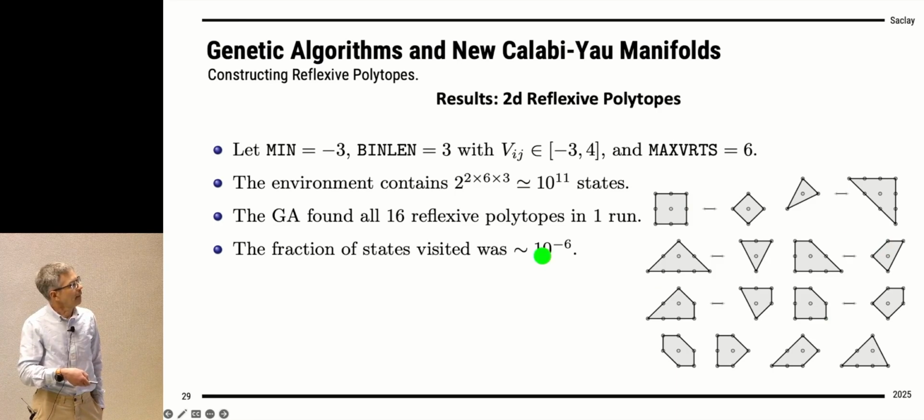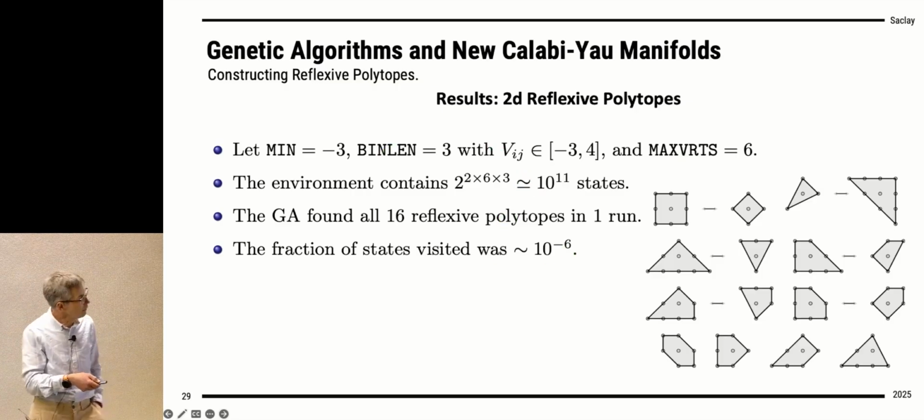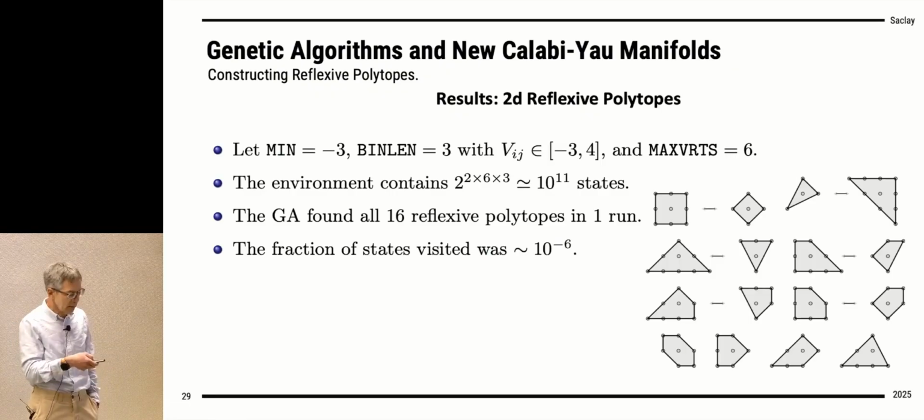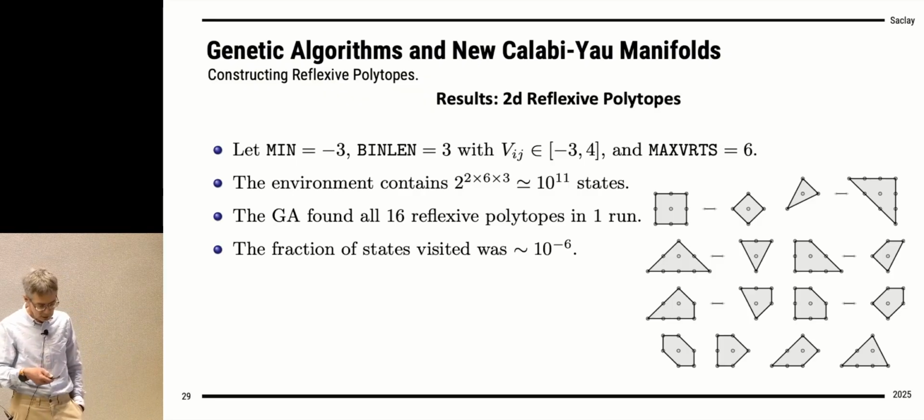And the state space here, if you calculate it, is 10 to the 11 states, depending on the number of dimensions, maximum number of vertices, and then the bin length here being 3. But the fraction of the states that one can estimate is a tiny number. So we certainly don't have to go through all the possible polytopes in order to find the reflexive ones, which is the power of the genetic algorithm.